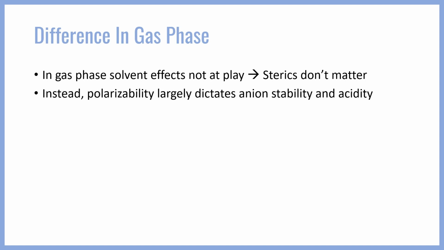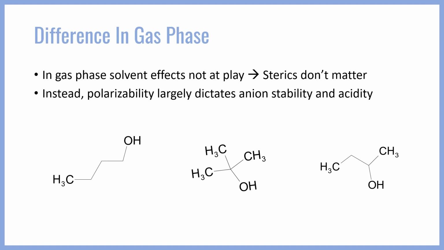Instead, something different, the polarizability, is going to largely dictate the anion stability, and as a result, dictate the acidity of molecules. So, for example, let's go ahead and consider the same 3 molecules that we just looked at, but now from the perspective of polarizability in gas phase. So if we look at the substitution, again, we have primary, tertiary, and secondary. And if we were to rank their acidities, what we would find is that, in fact, the tertiary alcohol will now be the most acidic in gas phase, the secondary the second, and the primary alcohol will actually be the least acidic.